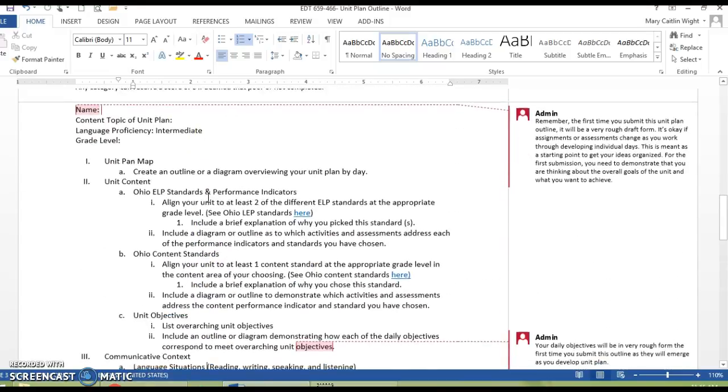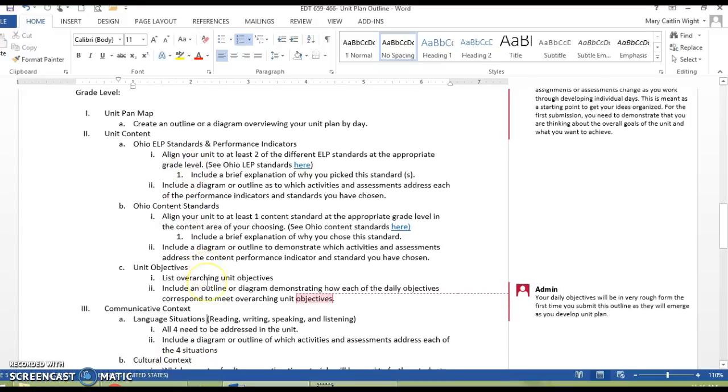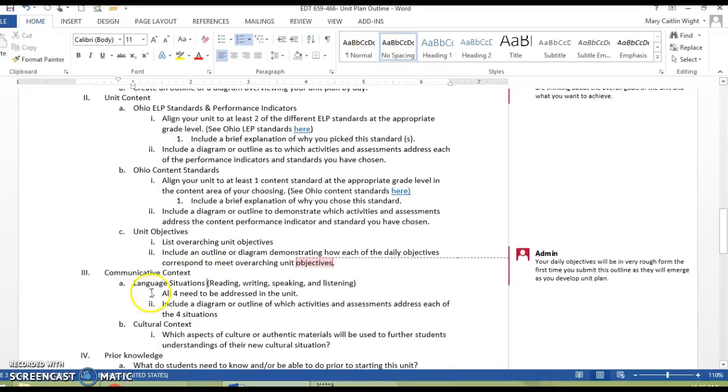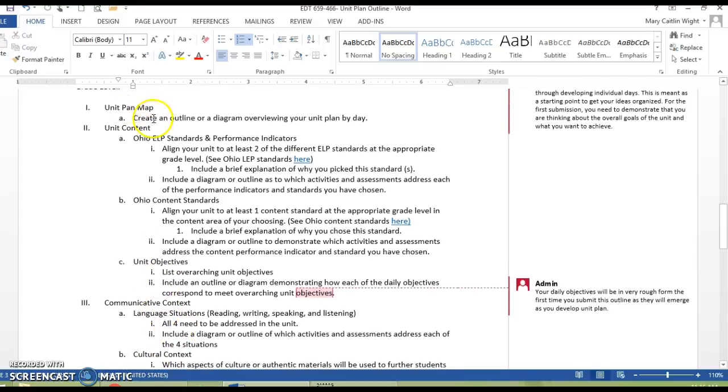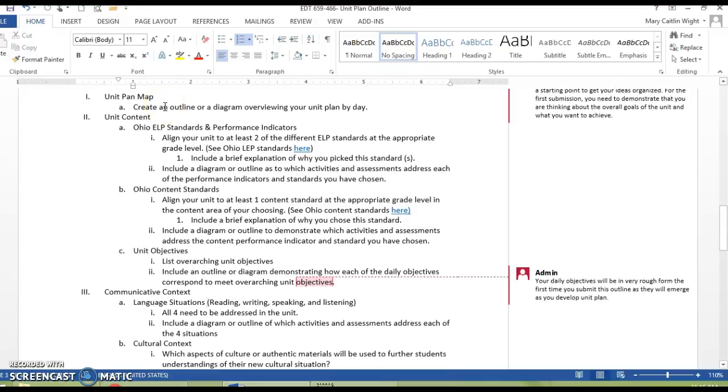So I suggest really starting with what standards you want to cover and what objectives, and then starting to brainstorm the culture and the language situations. Then start going through the map. What's the day-to-day going to look like? When are you going to do a listening activity? Maybe the students have to listen to a story about the Earth's surface and answer questions.